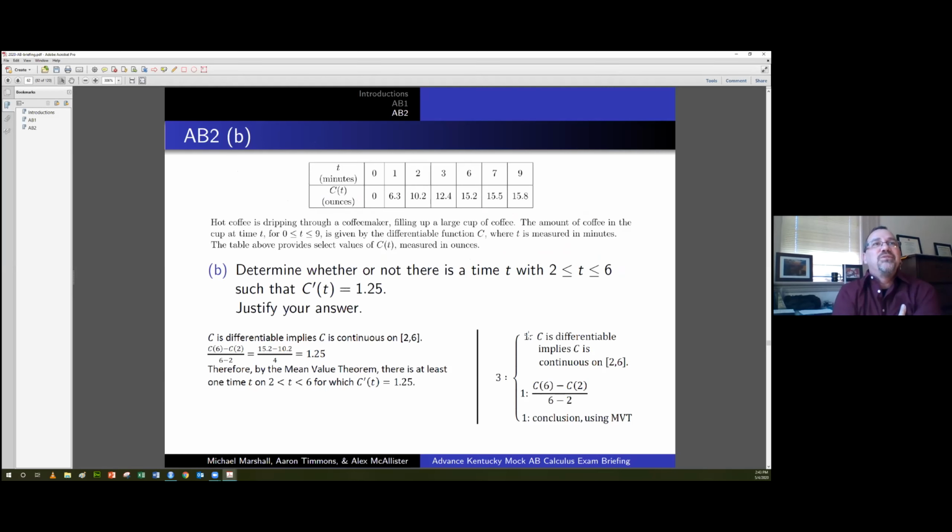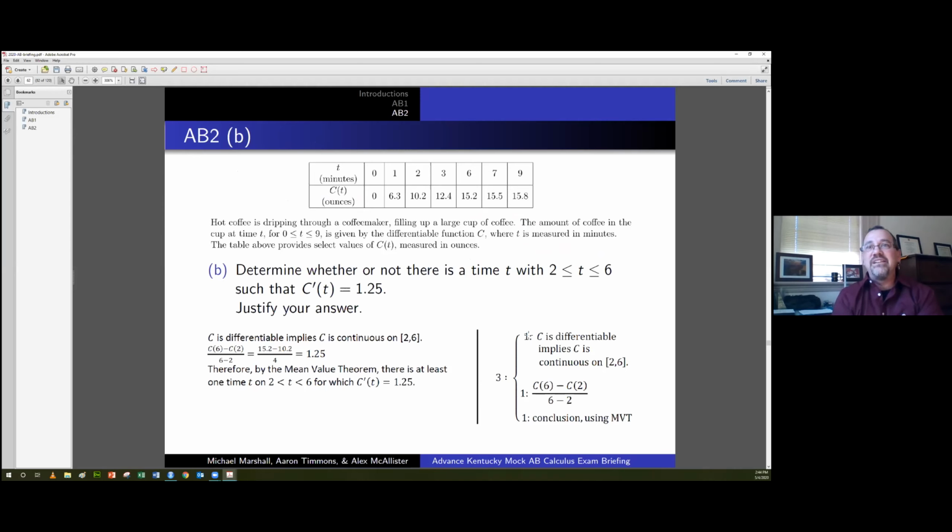Okay, AB2B. All right, so we've got our mean value theorem question here. We're going to be looking for them to make this connection between differentiable and continuous, that if C is differentiable, it gives us that C is continuous. We need some explicit connection there, or at least the statement that C is continuous.